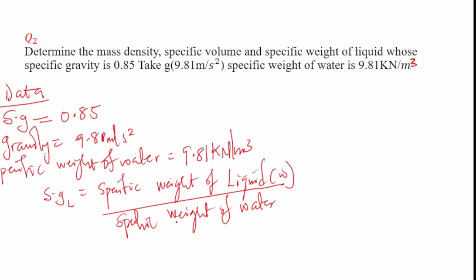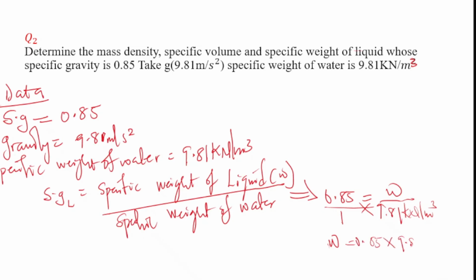Now, we are given the specific weight of water and we are also given the specific gravity, which is 0.85, right? And this is equal to W divided by the specific weight of water, which we're given to be 9.81 kilonewton per meter cube. So what you do is you cross multiply. You now have your W to be equal to 0.85 times 9.81.